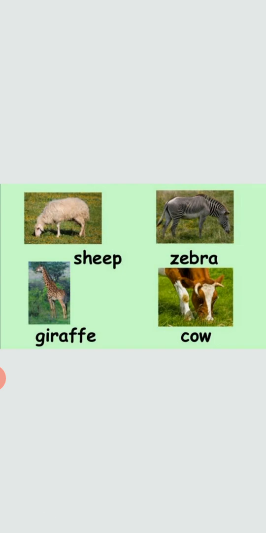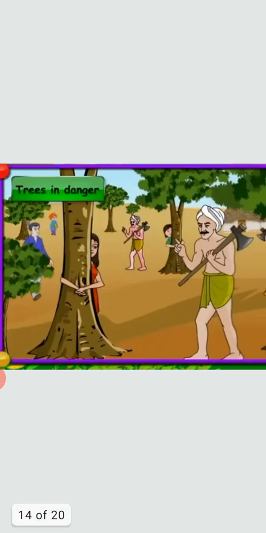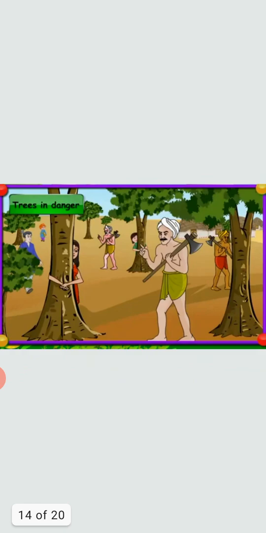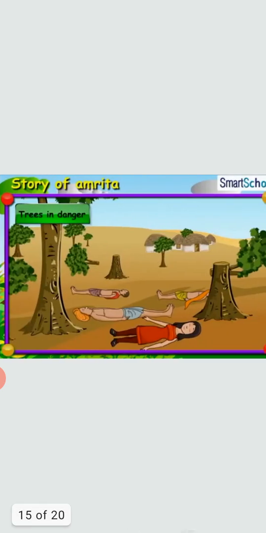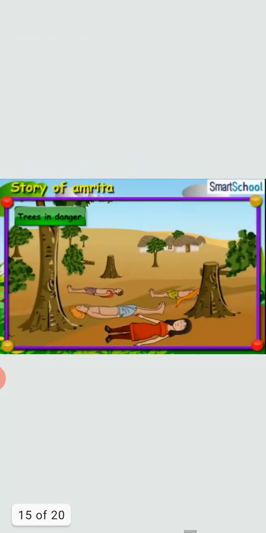Kids, are you thinking about Amrita's story? That what happened to trees? Let's come back to the story. King's man had to cut the trees. On seeing this, Amrita's daughter and hundreds of villagers, old and young, hugged the trees to protect them. Many people, including Amrita and her daughter, died to save the trees.